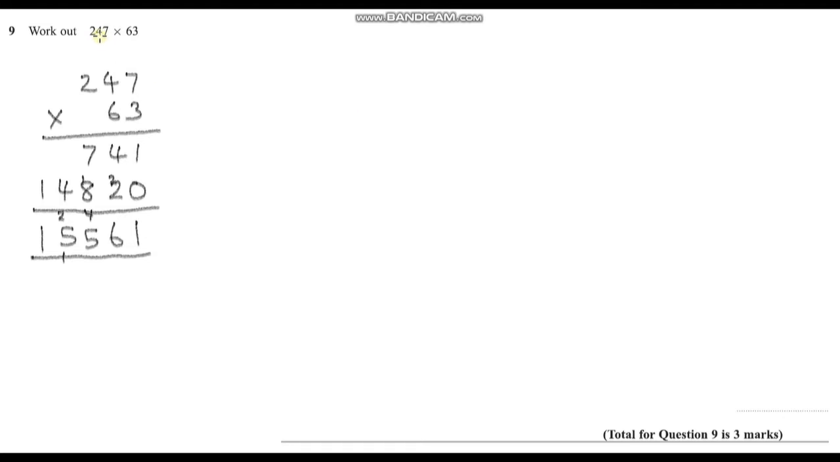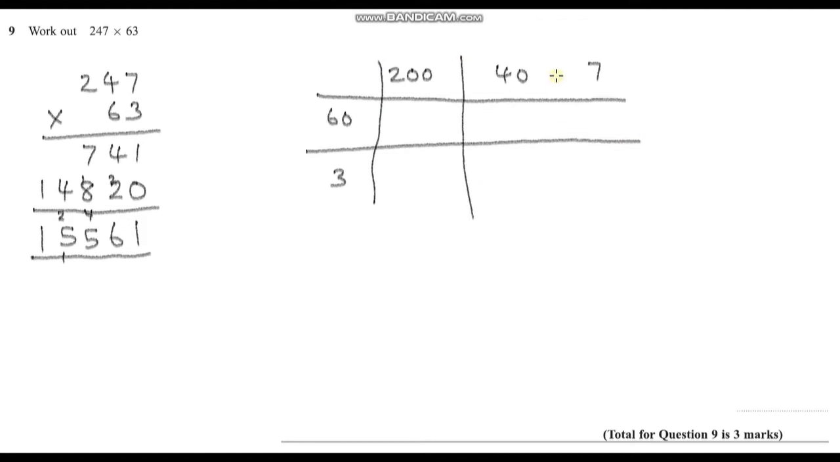So we can break 247 down into 200 plus 40 plus 7. So that's 247. And we can break 63 down into 60 and 3. And now we just multiply all of these numbers together. So that's why it's called the grid method, because it is a grid. So 200 times 60, well, 2 times 6 is 12. And then we've got 3 zeros. So it's going to be 12,000.